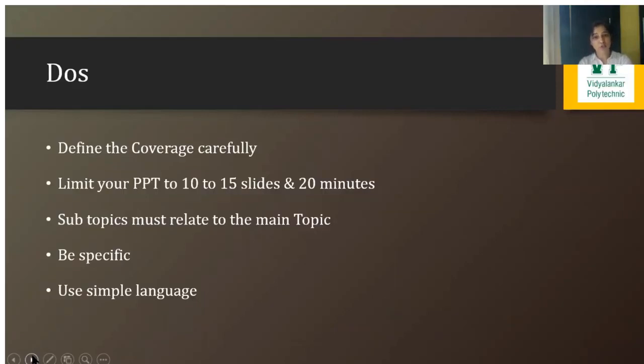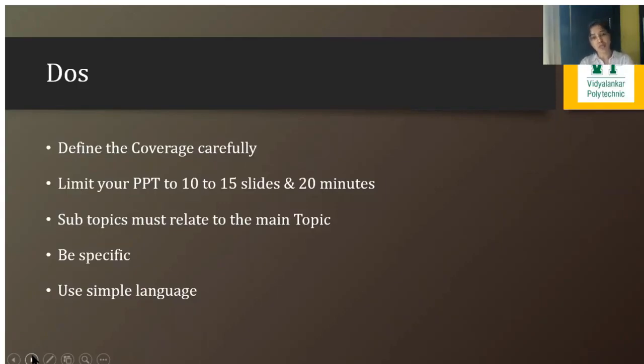Our slides should not be very lengthy, otherwise it can become very boring, and sometimes the students may feel bored also. So we have to make sure that whatever topic we are choosing, we are not going beyond 10 to 15, or at most 20 slides, depending upon the purpose of your PowerPoint presentation, and it should not go beyond 20 to 25 minutes.